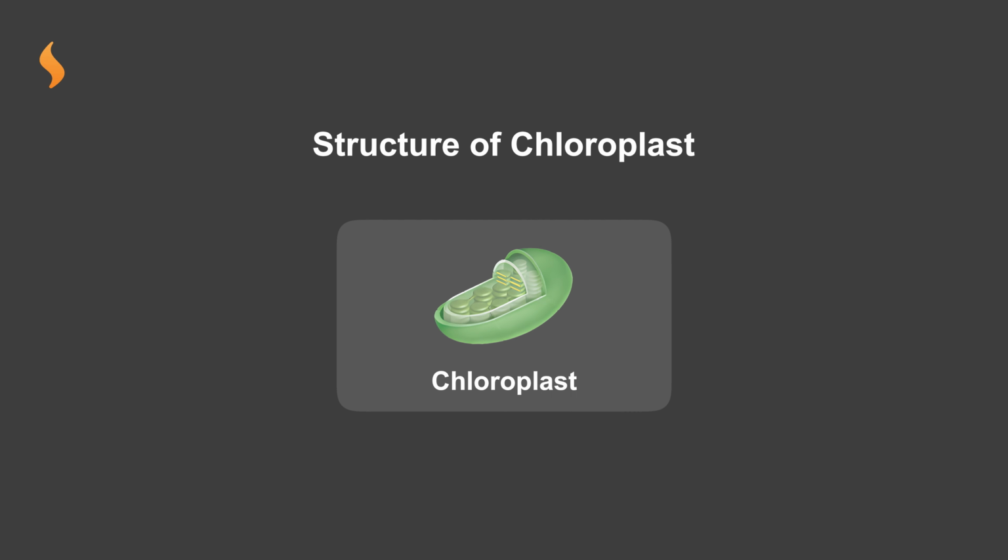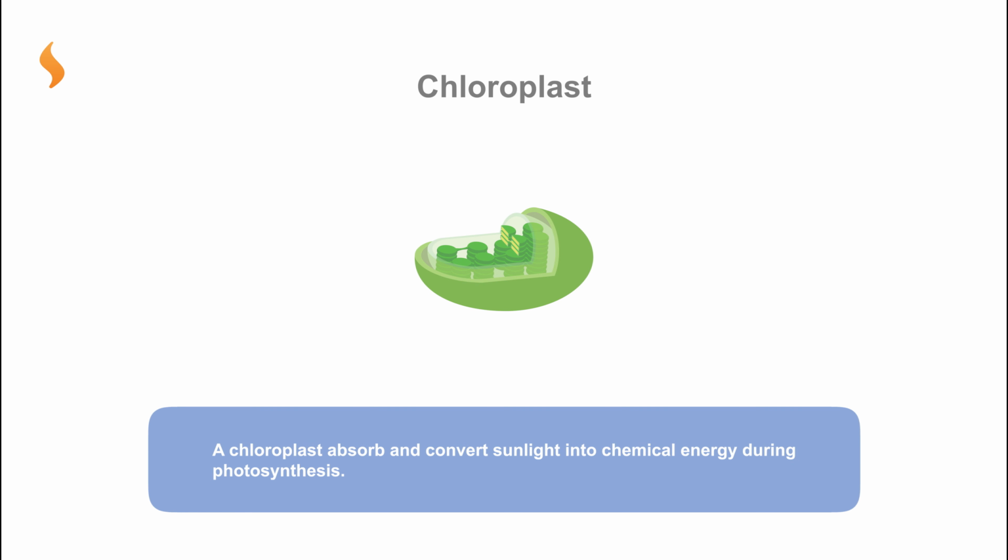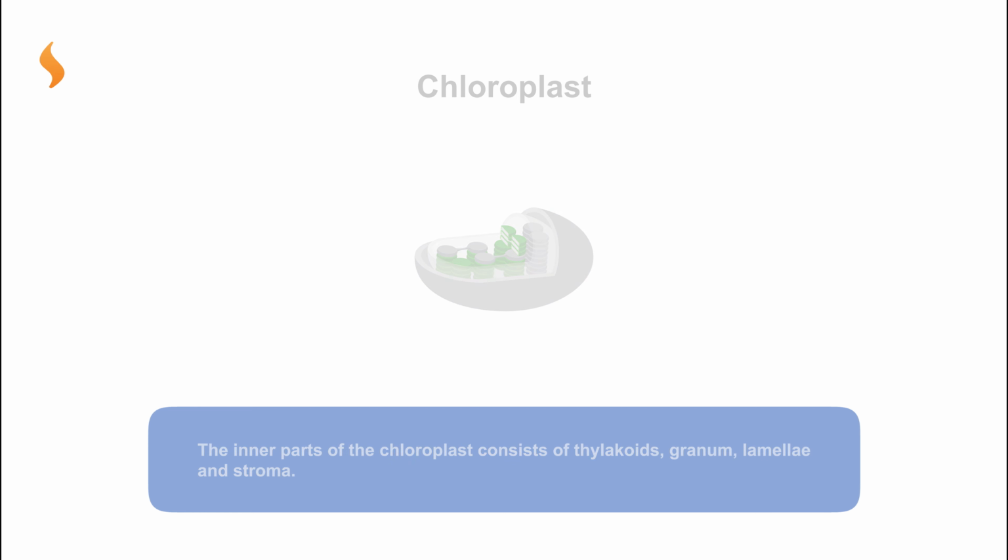We will now look into the structure of chloroplast. A chloroplast absorbs sunlight and converts it into chemical energy during photosynthesis. A chloroplast has an outer membrane and inner membrane that cover and protect the inner parts of the chloroplast. The inner parts of the chloroplast consist of thylakoids, granum, lamellae, and stroma.